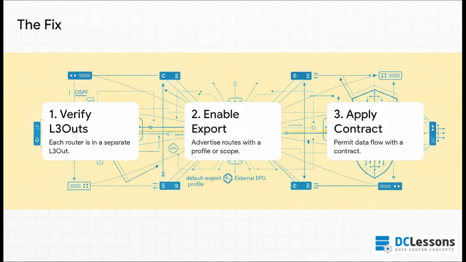So the fix is really just a direct application of everything we've been talking about. First, double-check that each of your OSPF neighbors is in its own separate L3 out. Second, you have to explicitly tell ACI to advertise the routes. Pick your method. Either use that default export profile or set the export route control subnet scope. Super important. You have to do this in both directions. And finally, make sure that contract is in place with the right subnet scope to actually let the data flow once the routes are there.